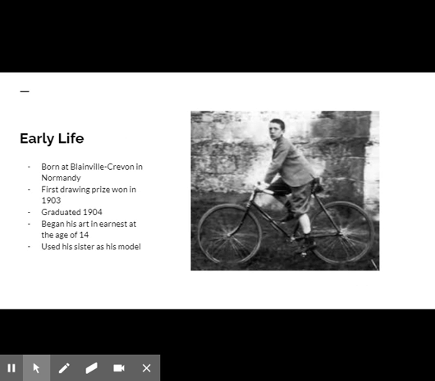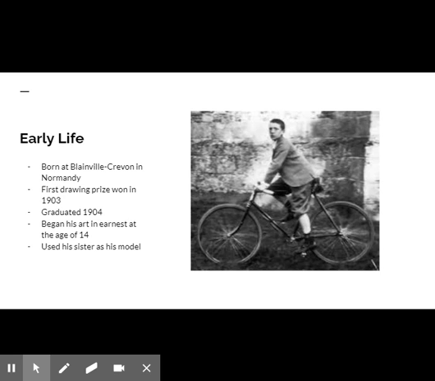Duchamp was born at Blainville-Crevant in Normandy, France. He grew up in a family that enjoyed cultural activities. They liked to play chess, read books, paint, and make music together. He left for school at the age of 8, where he won a prize for drawing in 1903. At his commencement in 1904, he won a first prize, validating his decision to become an artist.